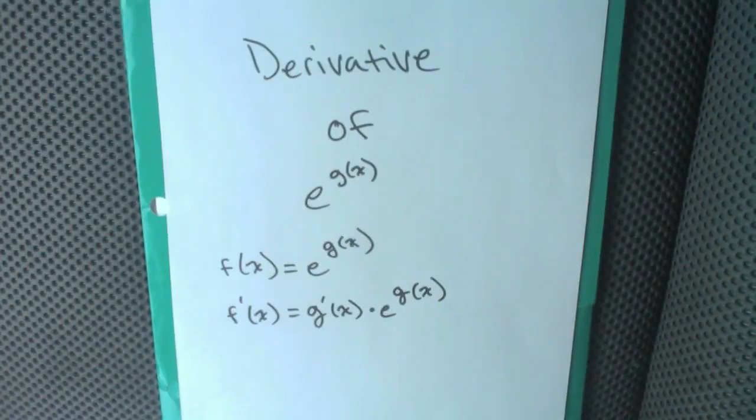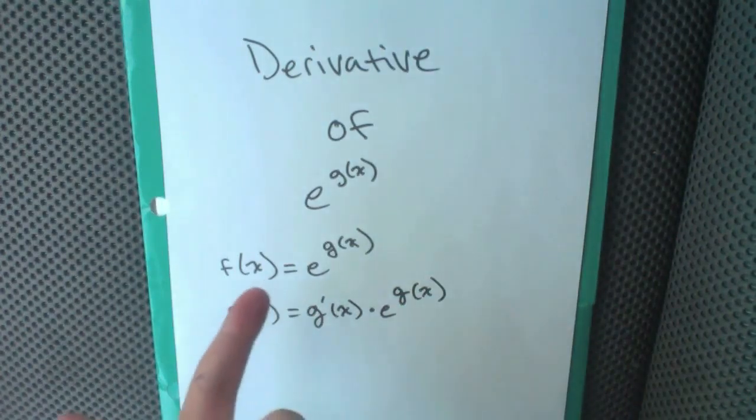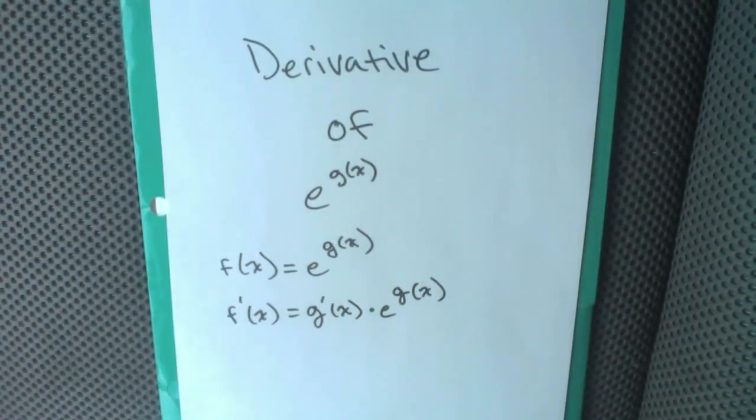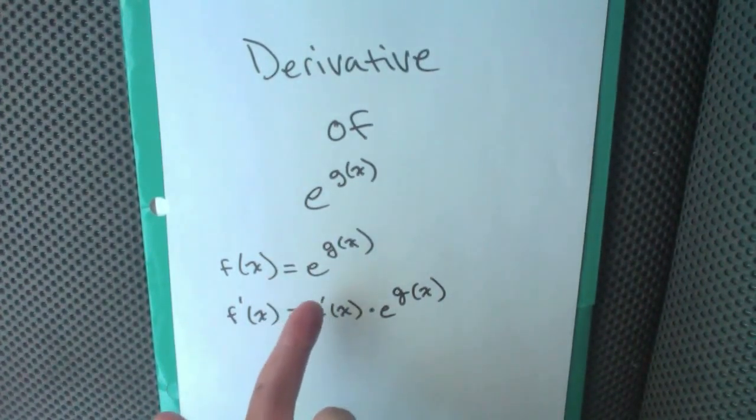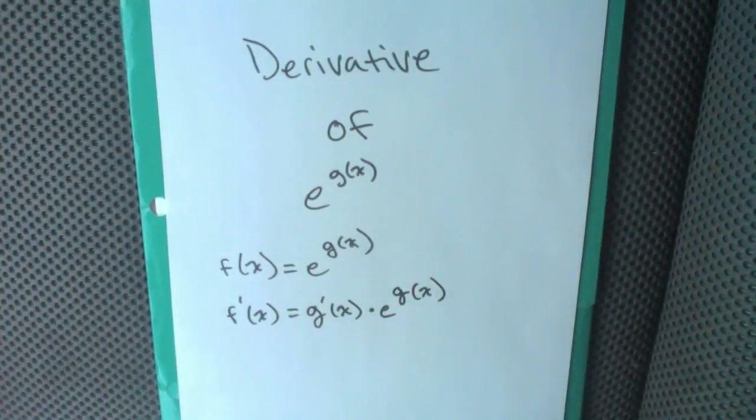So this is just how to find the derivative of exponentials, or just how to find the derivative of e to some function. So the definition says if we're given f of x is equal to e to a function g of x, then the derivative will simply be the derivative of g of x times your original function, which is e to the g of x.